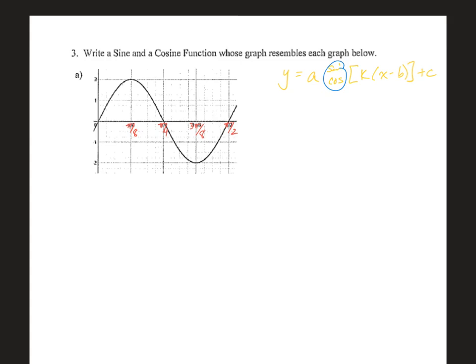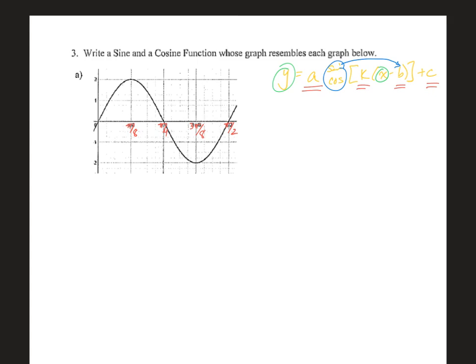I need to have my variables, so my y and my x in there. That means that I need to come up with an a, k, b value, and c value to be able to complete that equation. I want to draw your attention, though, that my choice of sine or cos will impact whether I have a b value at all or what that b value is. So let's take a look at that graph and let's break down what I have underlined in red. Can we come up with those properties?